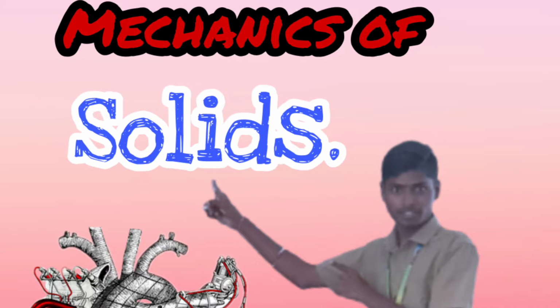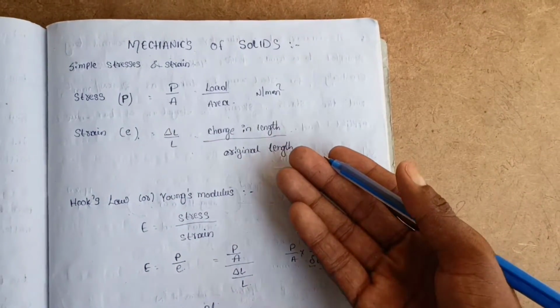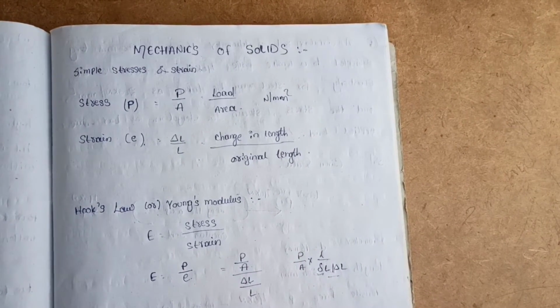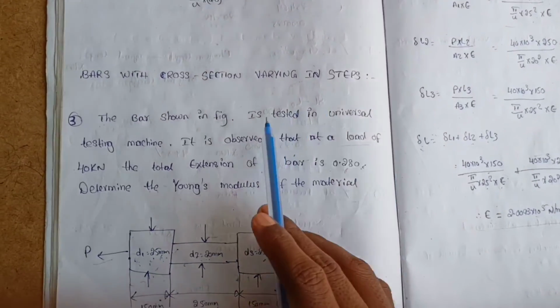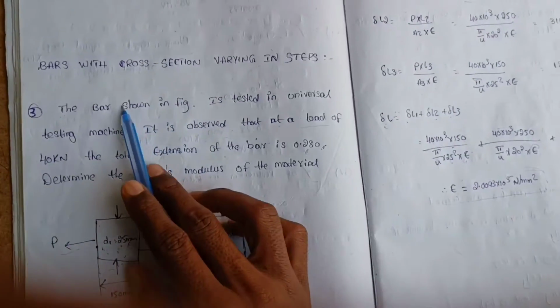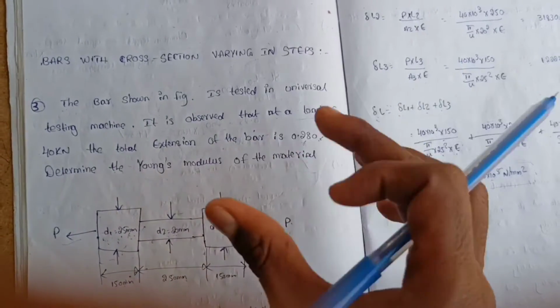So we are studying mechanics of solids. In that, the first topic we are studying has different types of models. First we completed two models. Now we are going to study the third model. This is a third question. We have different types of problems in that. Now this third question has different diameters and different lengths.